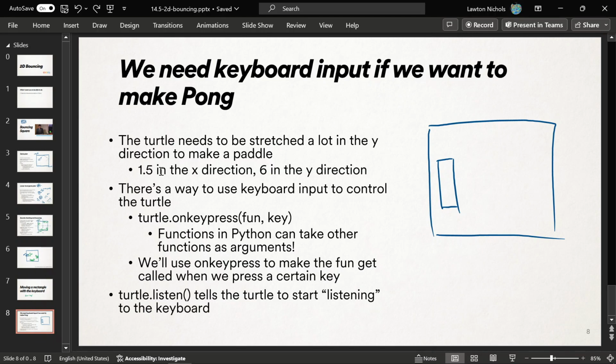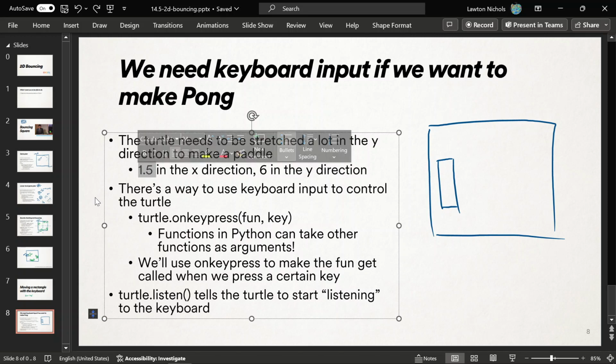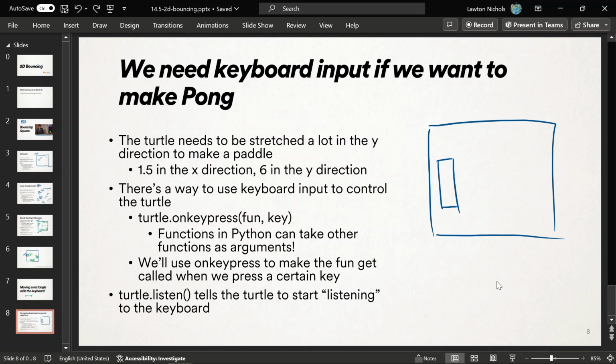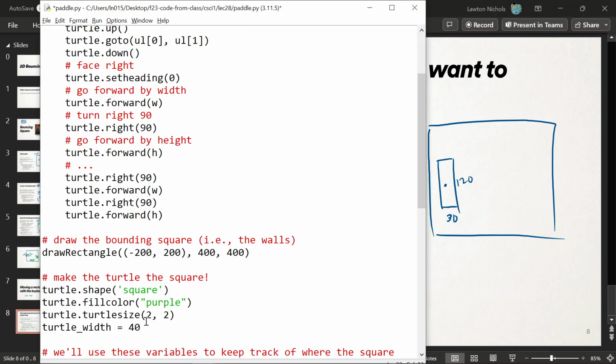Apparently, if you stretch the turtle by 1.5 in the x direction, his original length is, what is it? The original length of the turtle is 20 by 20 if he's a square. And so if we stretch him by 1.5 in the x direction, that'll make his width 30. And if we stretch him by 6 in the y direction, that will make it 120 in height. So that's the kind of paddle, a good amount that I noticed last time. So stretch by, Mr. Turtle, please, 1.5 in the x direction and 6 in the y direction.